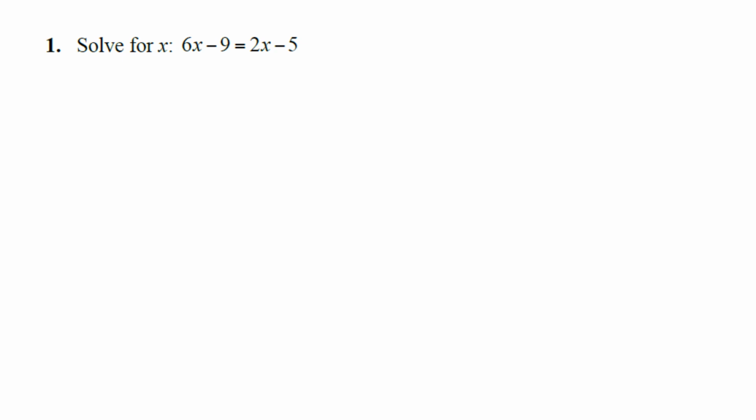So let's walk through some problems together. First, let's review how to solve algebraic equations. So we have our algebraic equation here: 6x minus 9 equals 2x minus 5. To get x by itself, we can get all the terms that have x on one side and all the terms that don't have x on the other side. So let's subtract 2x on both sides, and then we can add 9 on both sides.